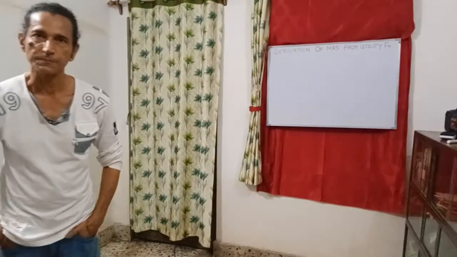This video's topic is derivation of MRS, that is marginal rate of substitution, from utility function. On an indifference curve, all the combinations are equally satisfying to the consumer. That means the consumer is indifferent among all the points. There is no change in utility among different points on a particular indifference curve, isn't it? Another way of saying is that the change in utility is zero on an indifference curve.